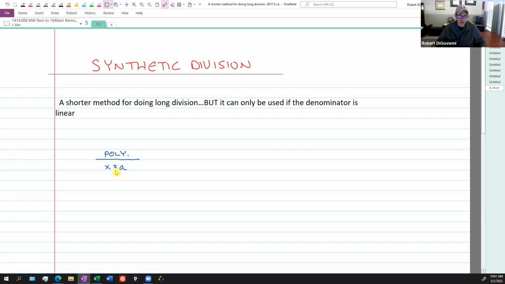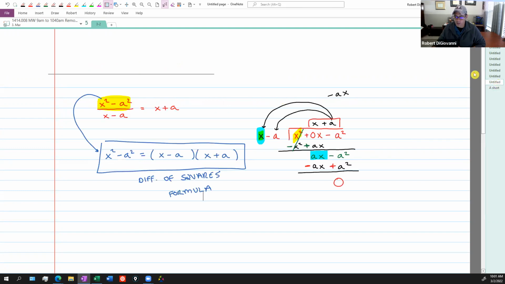If we're taking the polynomial and dividing it by a linear expression, when I say linear, I mean, look at the denominator. The power on x is 1, right? The power on x is 1. That's what makes it linear. If this power were like x squared, can't use synthetic. If it was x cubed, can't use synthetic. So if you look at the problems that we just did, I could have used synthetic here. I could have, because the bottom is linear.